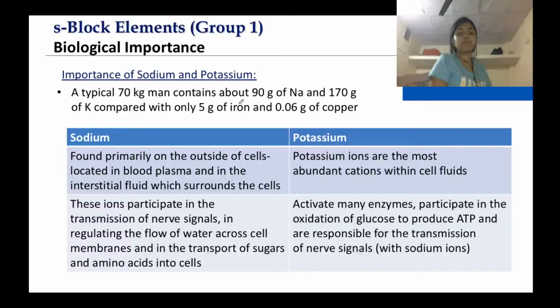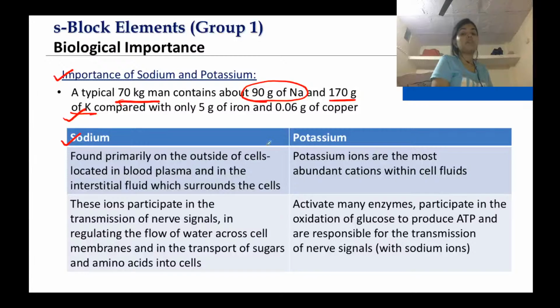Now, what is the importance of sodium and potassium? So, if you take a typical 70 kg man, he contains 90 gram of sodium and 170 gram of potassium. And if you compare the quantity of iron and copper, only 5 gram is iron and 0.06 gram is copper.